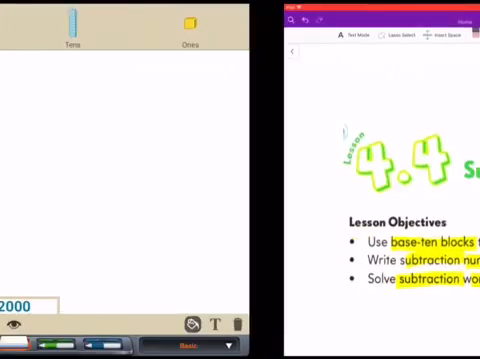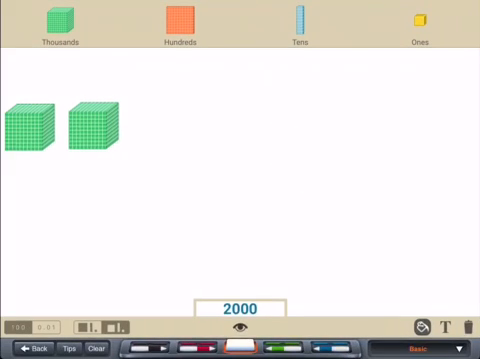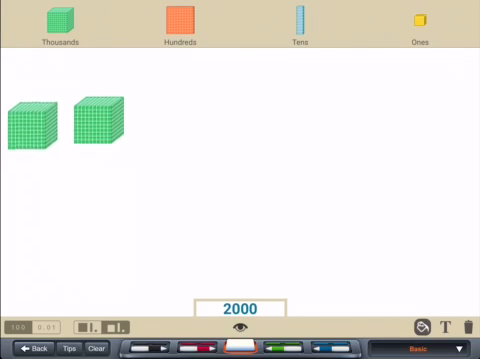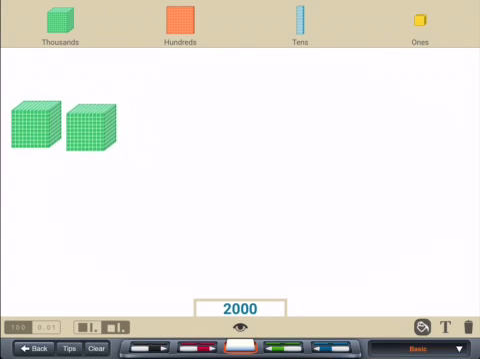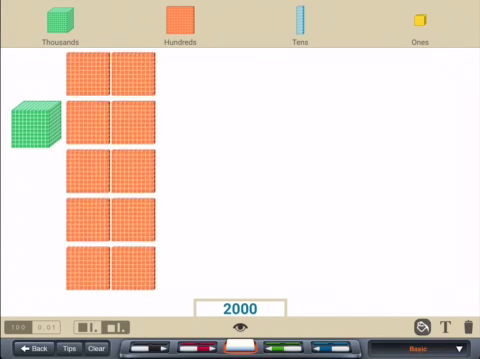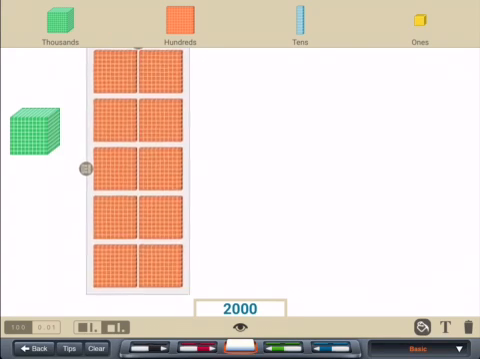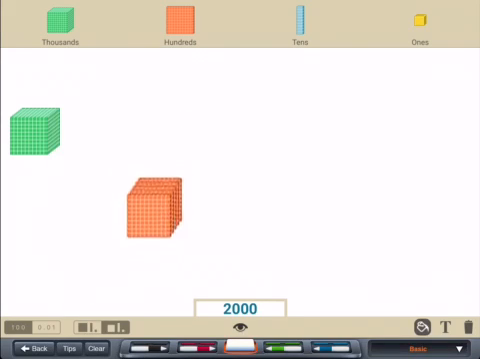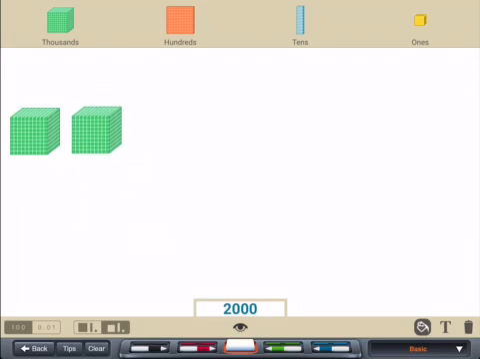So just to do a little review, yesterday we had talked about these values that you see here as 2,000. Well, if I regroup this, the value did not change. It's still 2,000. It's just now seen as 1,000 and 10 hundreds. Remember, 10 hundreds is the same thing as 1,000. So just keep that in mind as we are working through our problems.